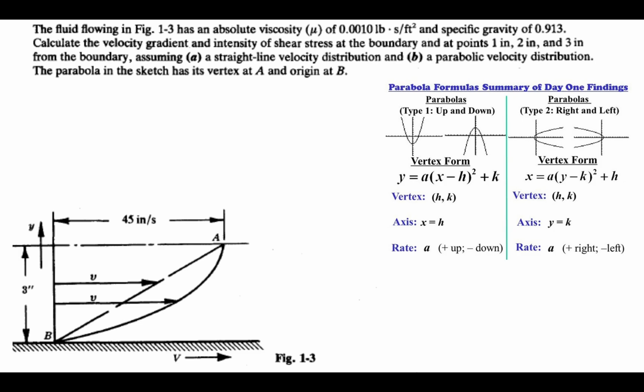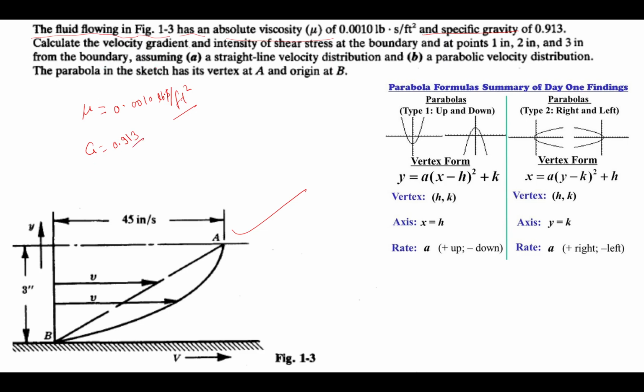The question is: the fluid flowing in the figure, this is figure 1.3, has an absolute viscosity mu equal to 0.0010 lb second divided by feet square. The specific gravity is given 0.913.